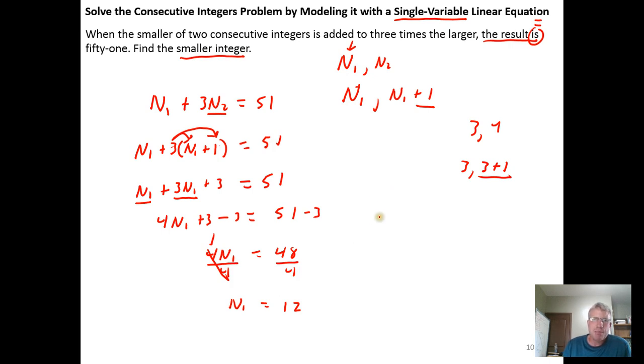If it asked me to find the consecutive integers, then I recognize that if n sub 1 is 12, then n sub 2 is just going to equal the n sub 1 plus 1 more. So it's going to be 12 plus 1, which is 13.